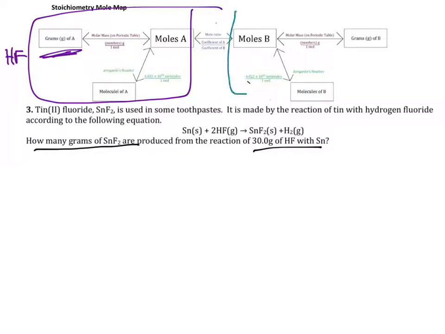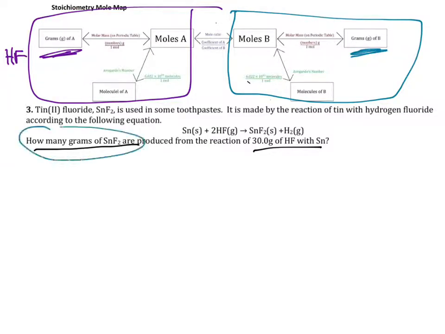We're then going to, what it's asking for, grams of B. So it says how many grams of this other substance, and B in this situation is the tin fluoride. It's the tin 2 fluoride.